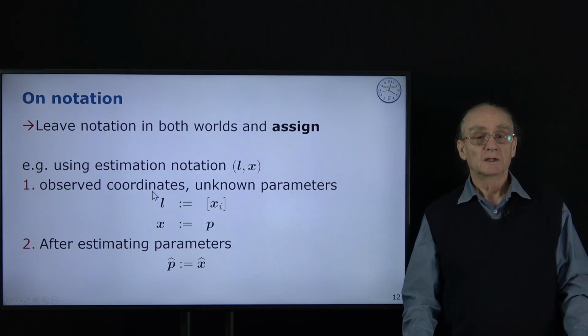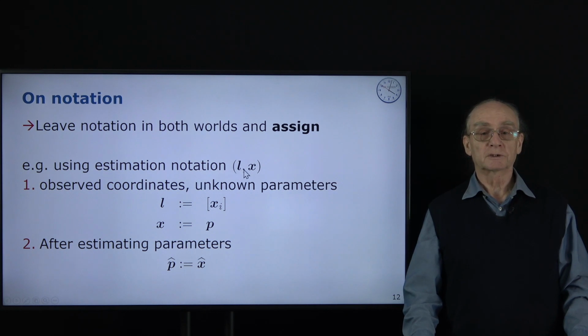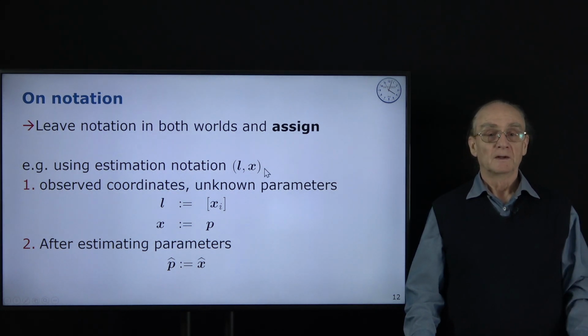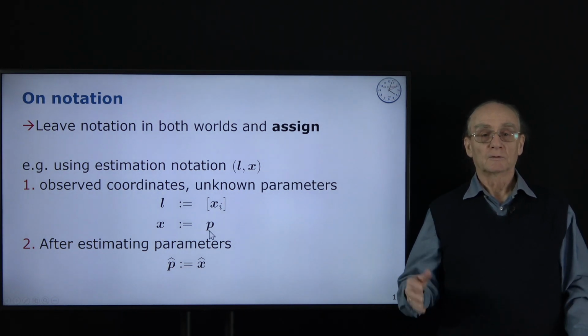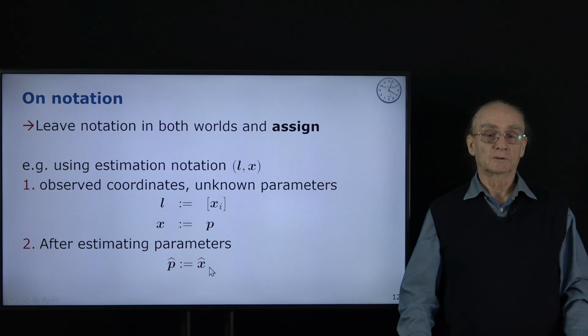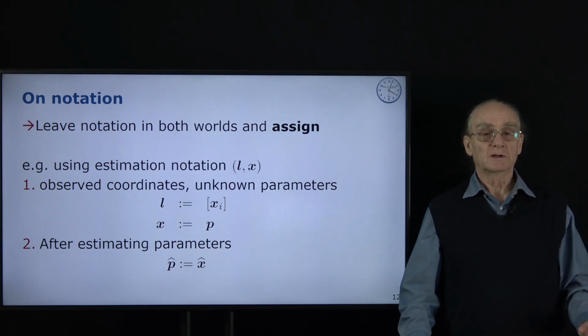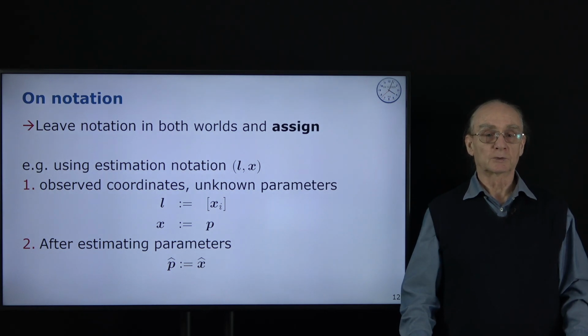In order not to get confused, we leave the notation in both worlds and make assignments. For instance, if we use the convention that L are the observations and X are the parameters in the world of estimation, then we start from the observed coordinates and the unknown parameters and make an assignment that our observations L in the world of statistics are all our observed coordinates, and the unknown parameters in the world of statistics are the parameters P of our, let's say, transformations. And as soon as we have done the estimation, which is denoted with a hat, then we say the estimated parameters of our application are assigned as the value of the estimated value X in the world of statistics. So we leave the notation in both worlds, and we have to be careful that we make clear in which world we write our equations.